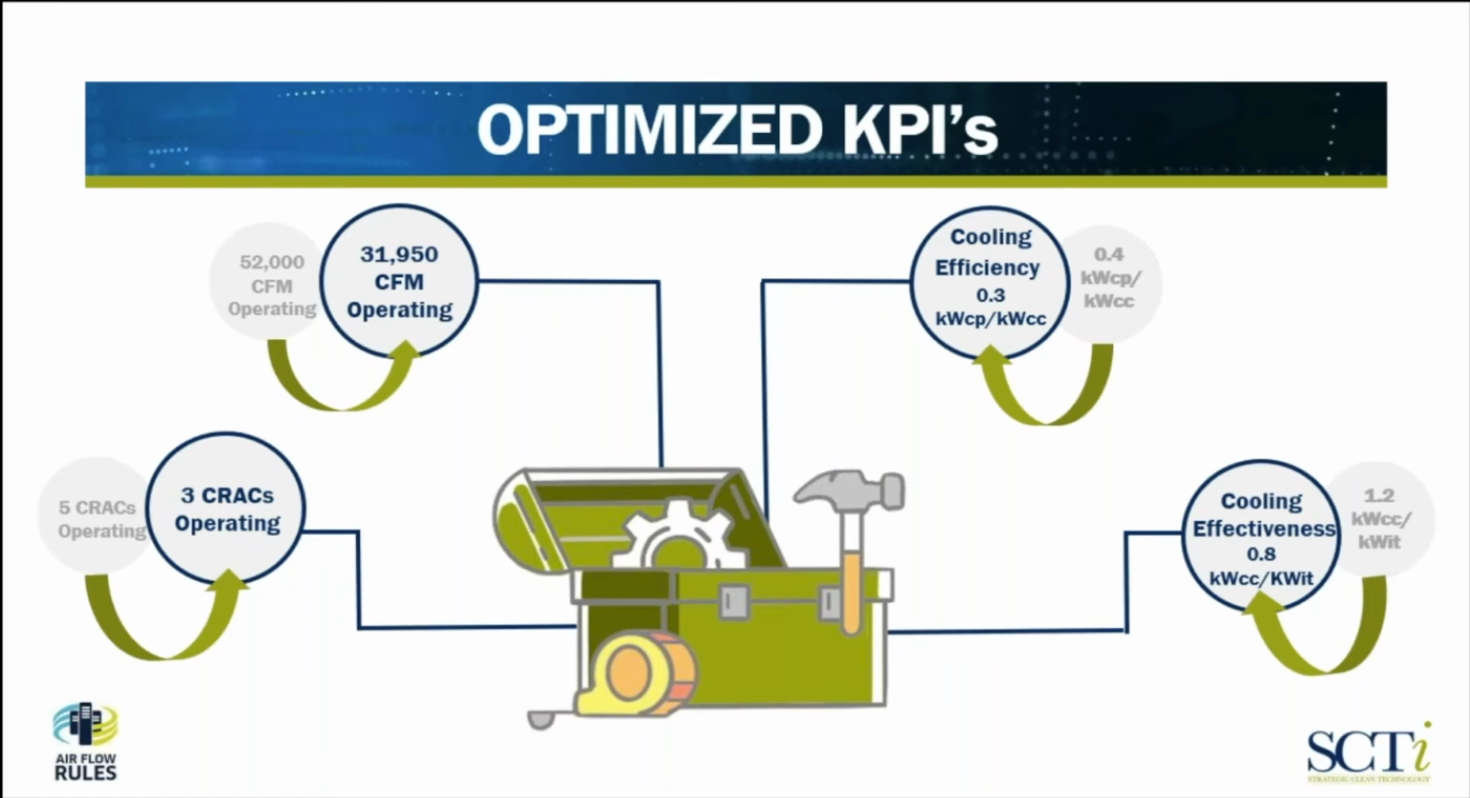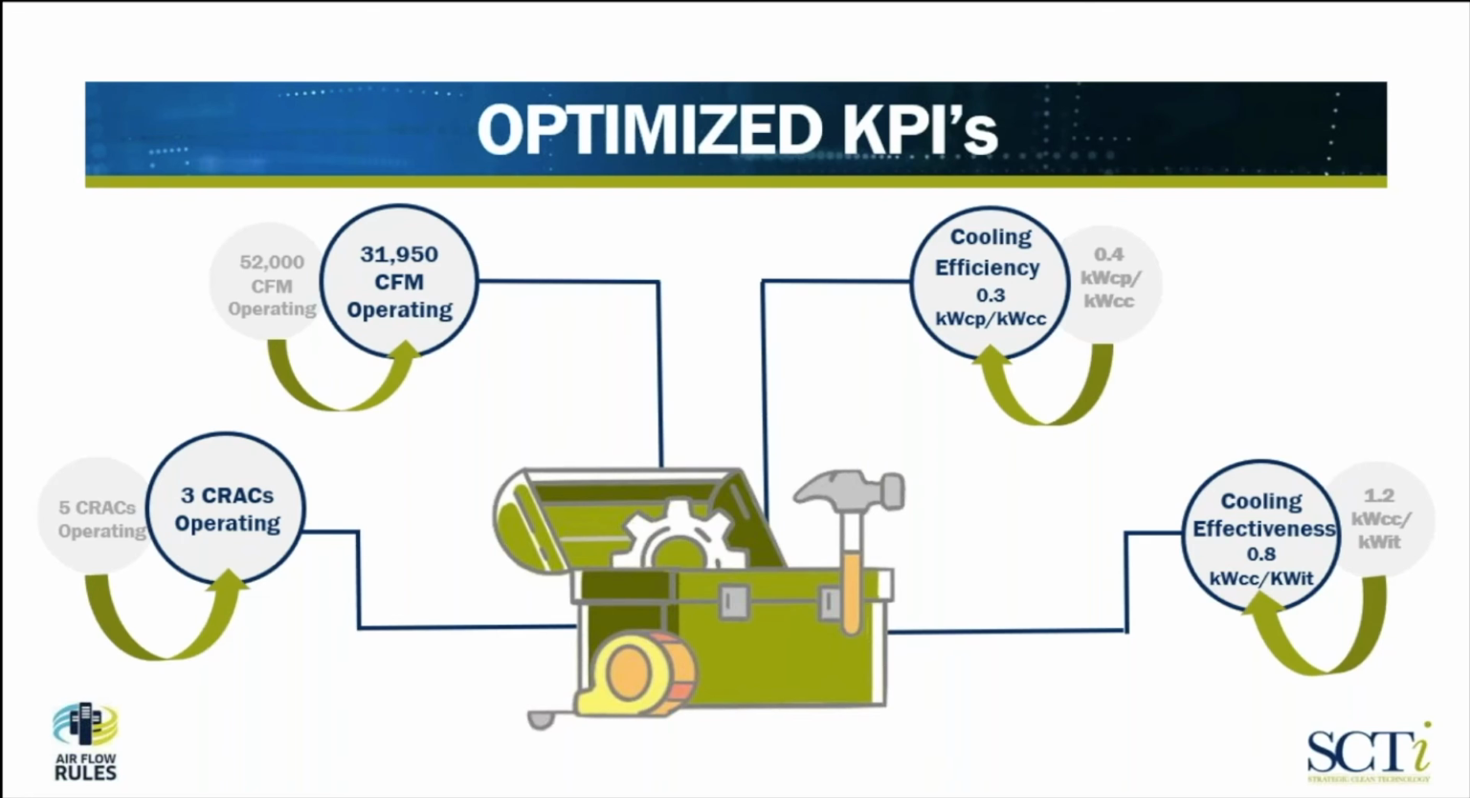In this case, the original baseline was 1.2 kilowatts of cooling required to remove 1 kilowatt of heat. And then as we made our changes, we were able to reduce that down to 0.8 kilowatts of cooling to remove 1 kilowatt of heat. And as we'll see, I think we cover that off in our summary.